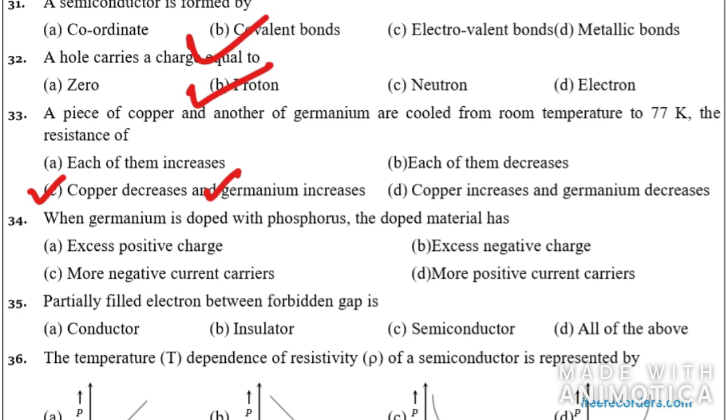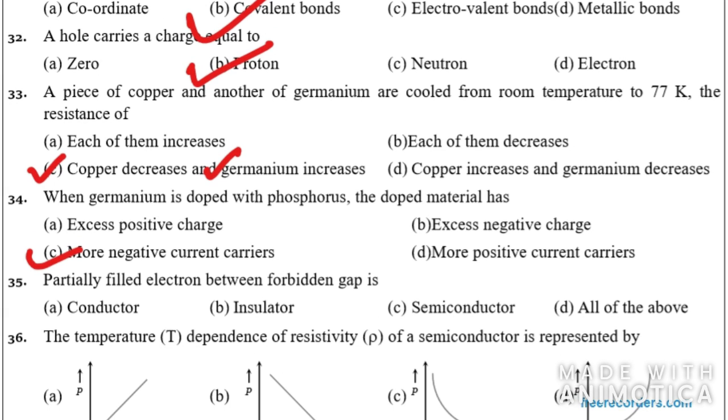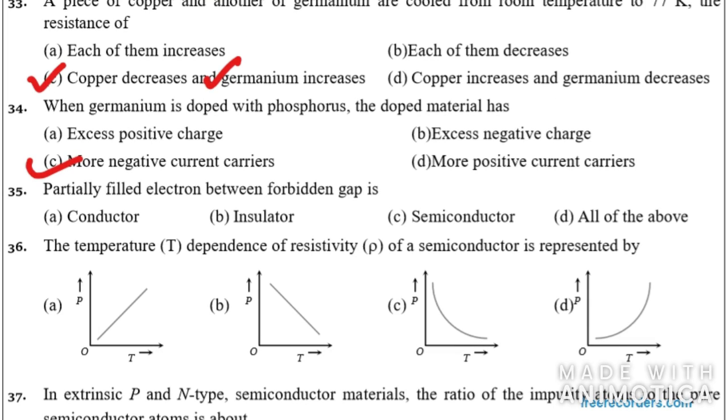Now the next one: when germanium is doped with phosphorus, the doped material has excess positive charge, excess negative charge, more negative current carriers, or more positive current carriers. So it actually has more negative current carriers. Partially filled electron between forbidden gap is conductor, insulator, semiconductor, all of the above. So the right option is actually semiconductor. They have partially filled electron between forbidden band gap.